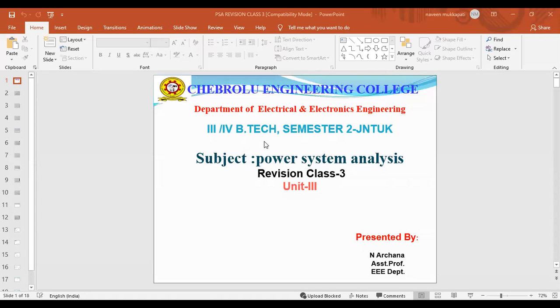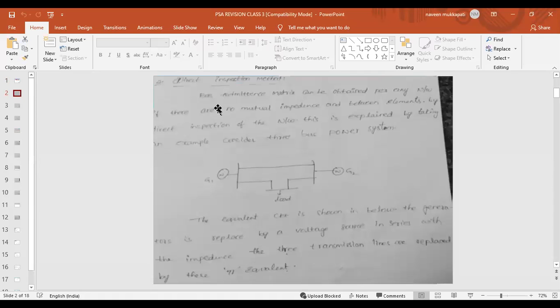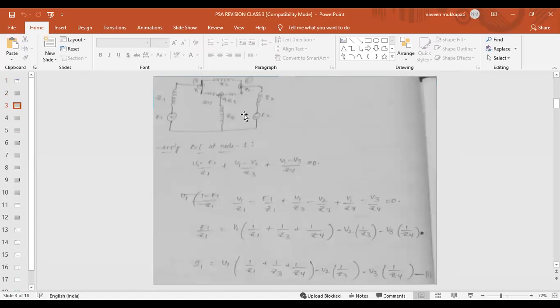Today we are going to revise Unit 3. In the first unit, the last topic is the direct inspection method. By using this direct inspection method, we will form the Y bus matrix.